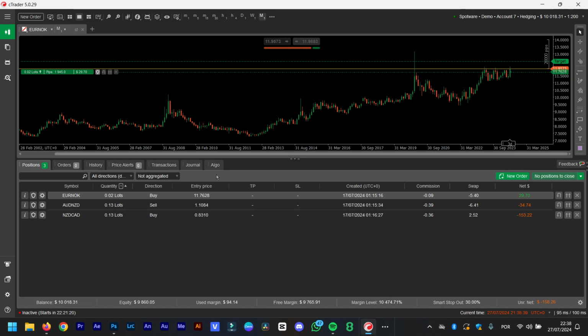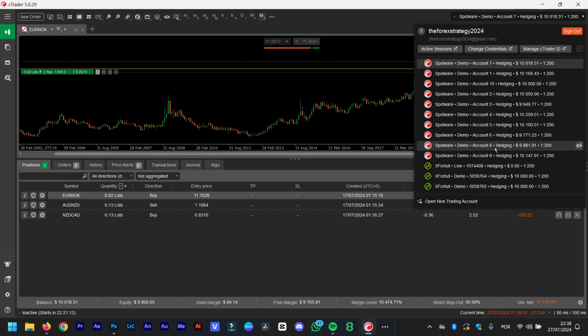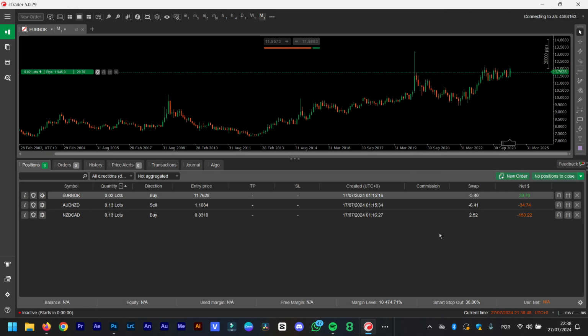And look at this, 540 of swapping, and I'm using a proportional lot size of 0.02. That's crazy. That's crazy. I got to change it. I'm going to have to close this trade as soon as I can. So account number 8. Let's go back to account number 8.